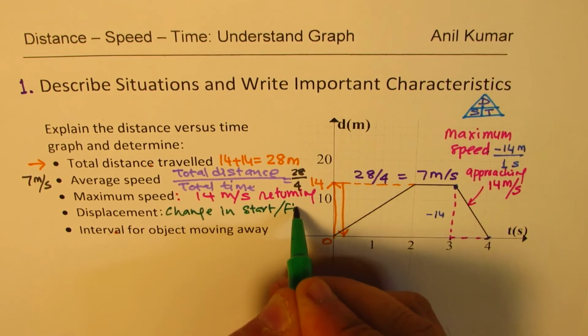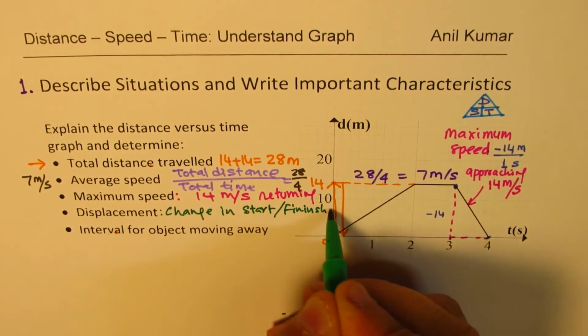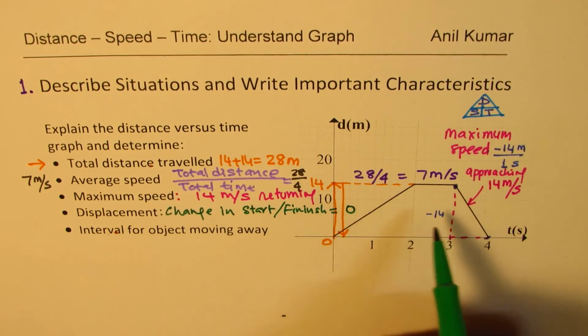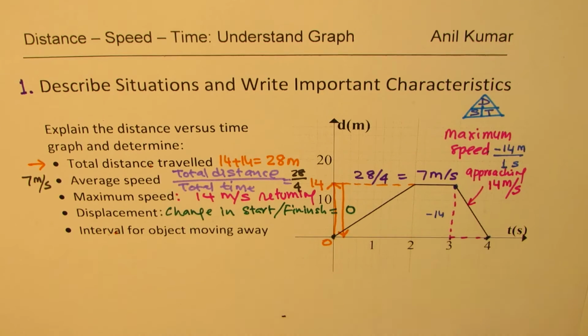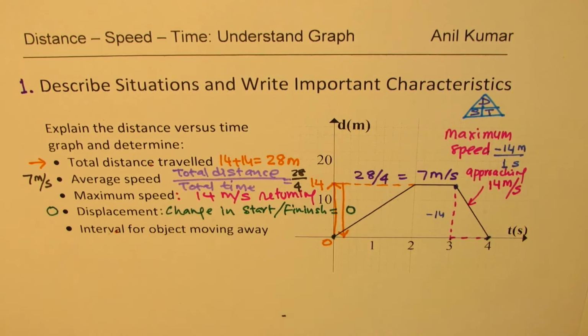Start to finish position. In our case, it is 0. Since it started from 0 and ended also at 0, right? So displacement is 0 for us. Is that clear? 0 meters you can write.